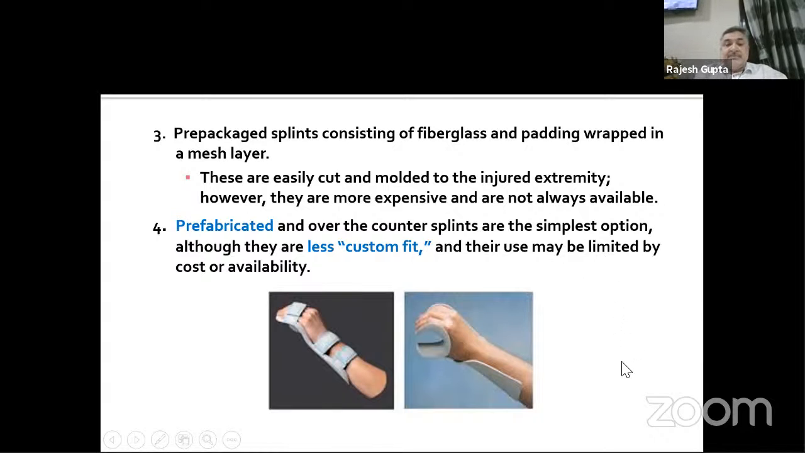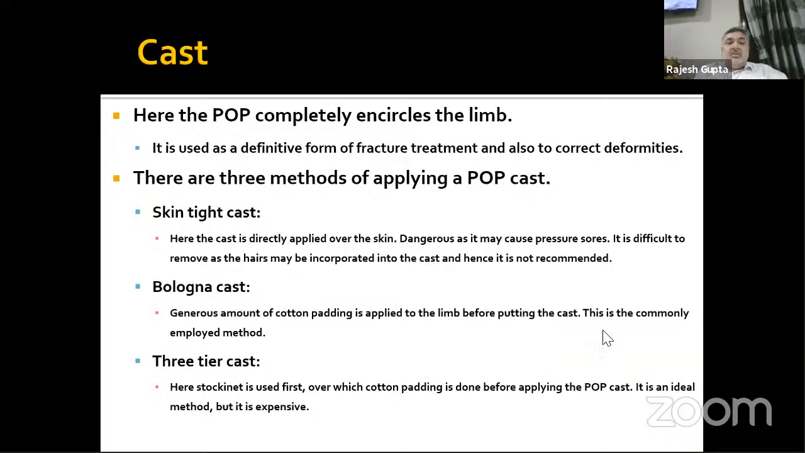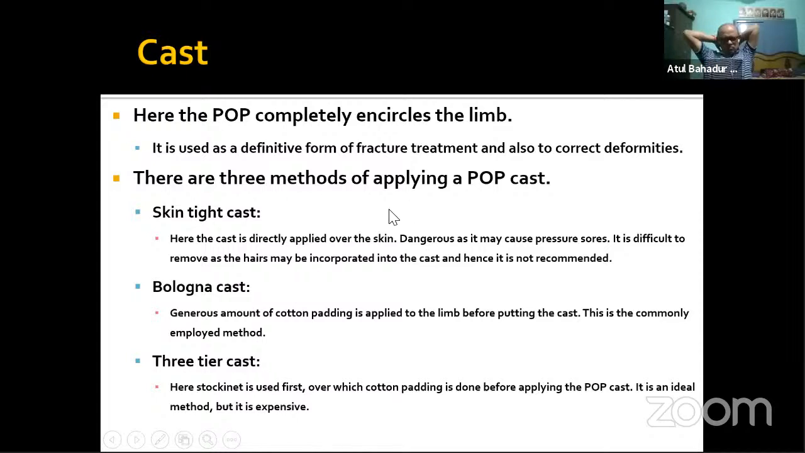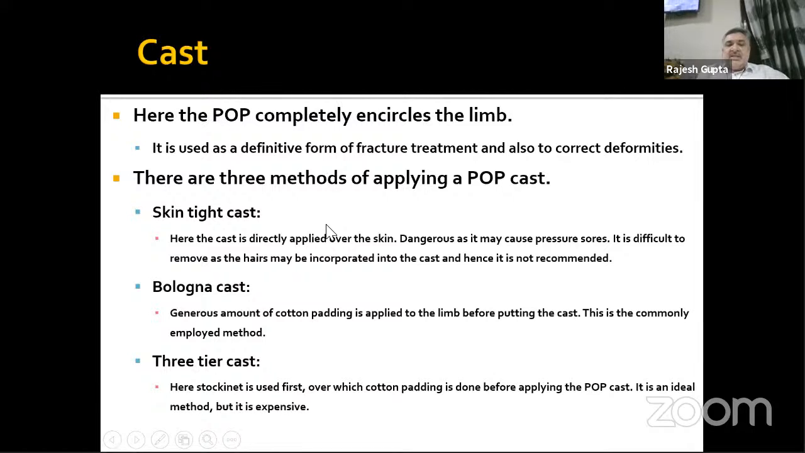Now, coming to cast, here the POP completely encircles the limb. It is used as a definitive form of fracture treatment and also to correct deformities. Now, there are three methods of applying a POP cast. One is a skin tight cast. It is the same as the unpadded cast. Second is a bologna cast.